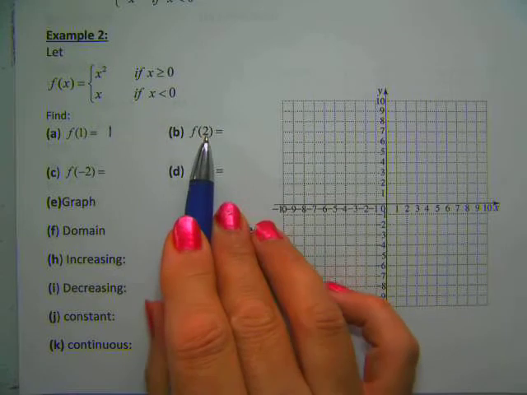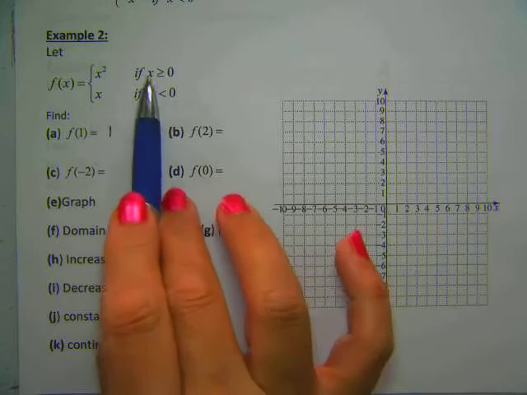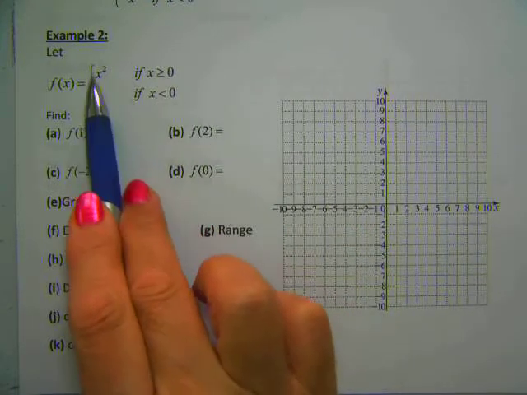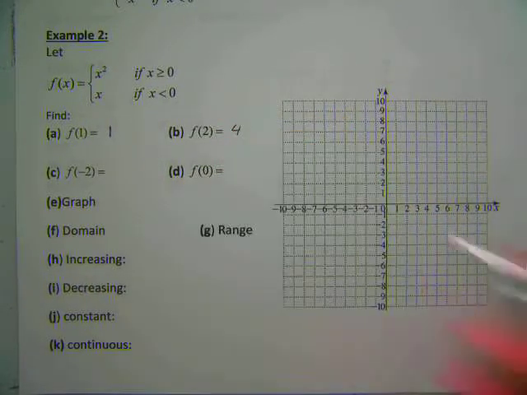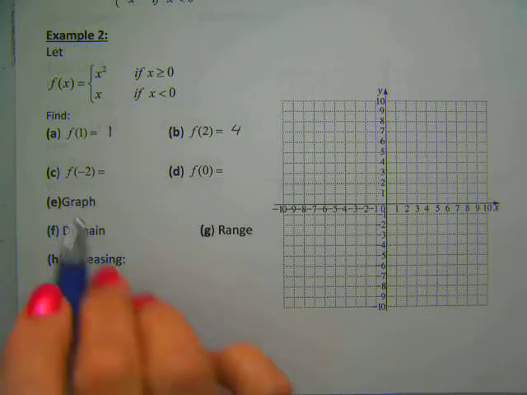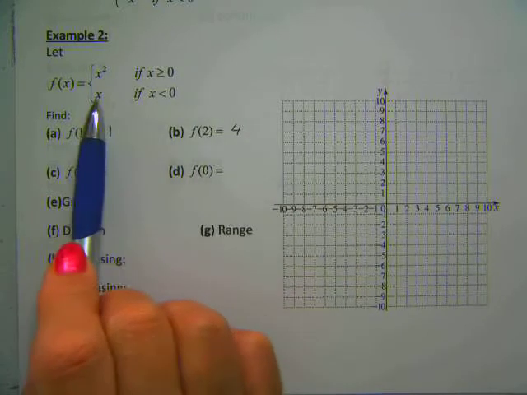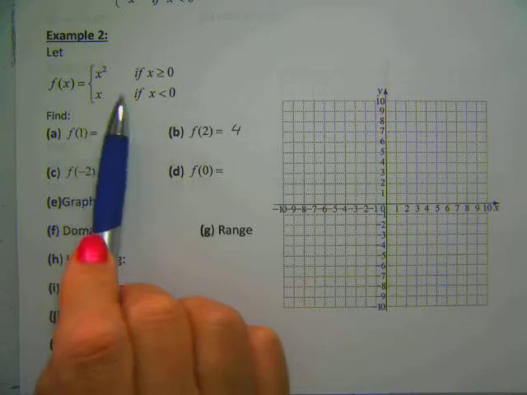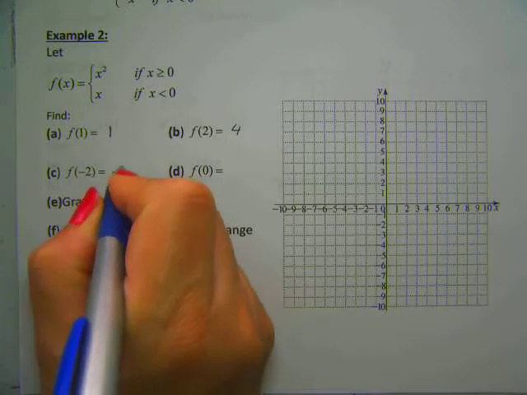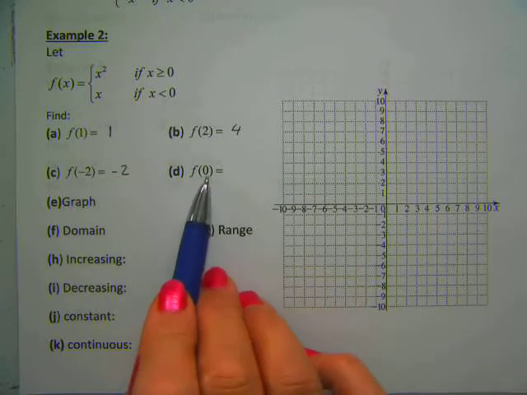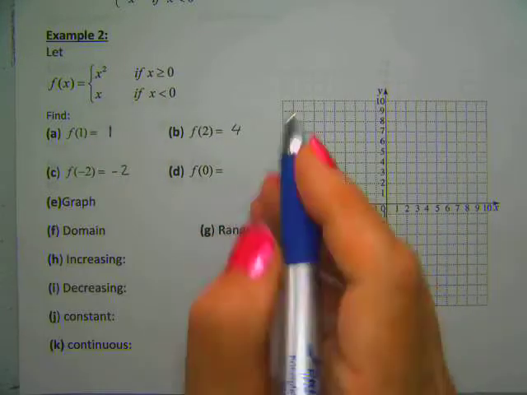How about f of 2? Where does the 2 belong? Does it belong to the first or the second? Well, 2 is greater than or equal to 0, so it belongs to the first function, and this is x squared, meaning 2 squared or 4. How about negative 2? Negative 2 is less than 0, so we have to evaluate it at this part. This here says that y equal to x. So if x is negative 2, y is negative 2. How about the 0? The 0 actually belongs to the first one, so we have to evaluate it here. 0 squared is 0.